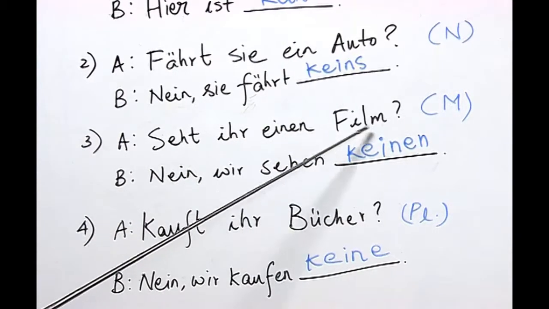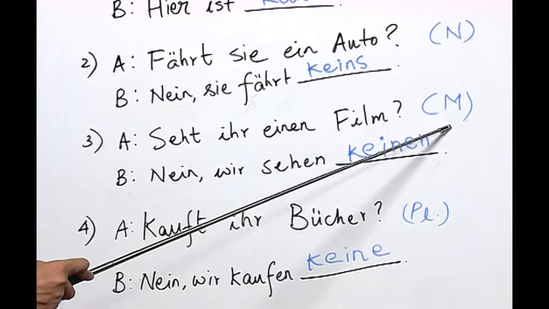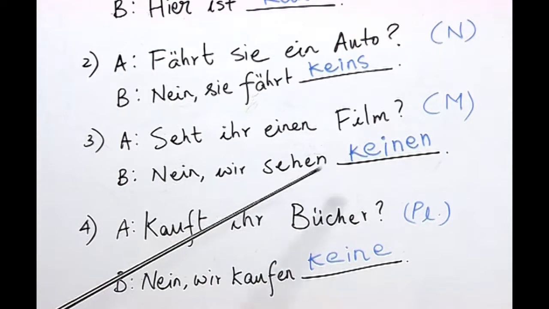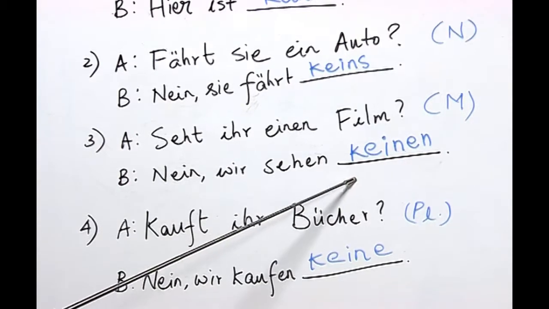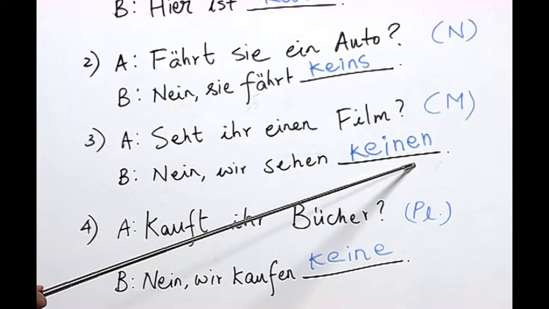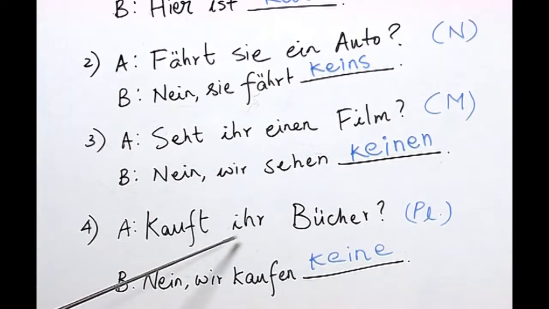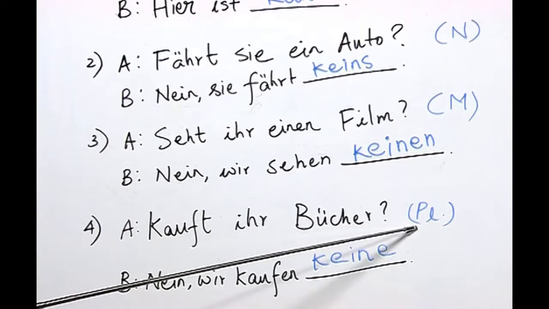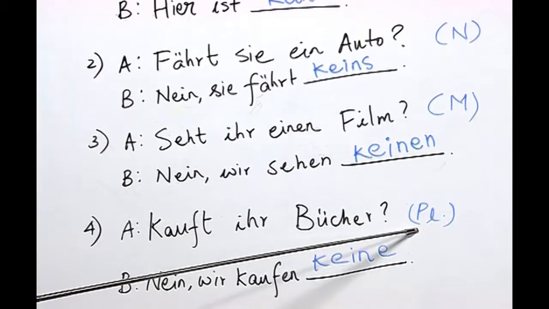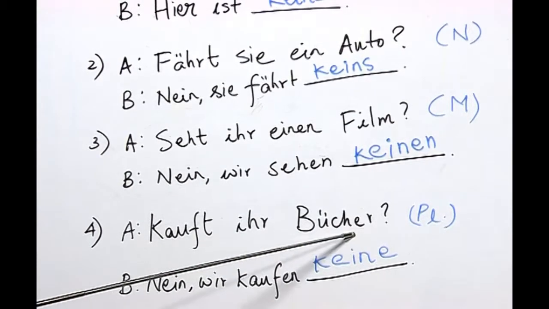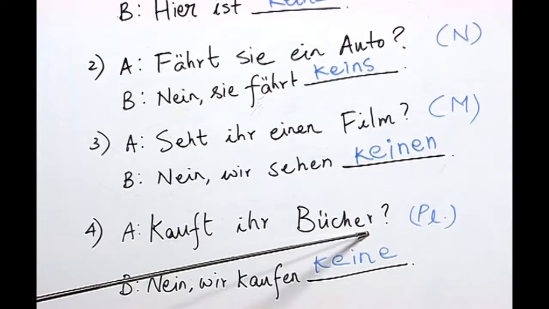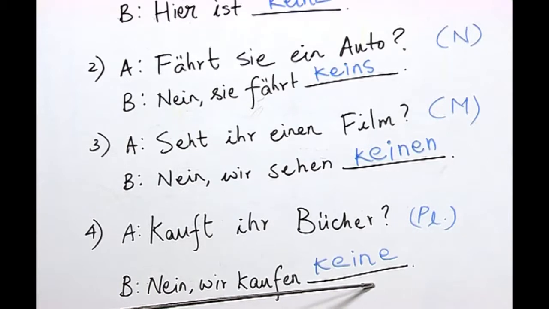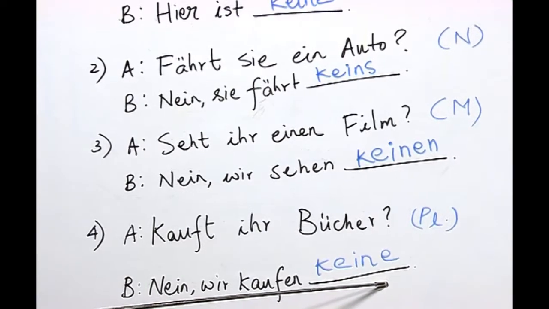Seht ihr einen Film? Here also the student wrote the correct article marker, which is masculine, and our other student wrote the correct pronoun for this sentence, which is keinen. Kauft ihr Bücher? Here our student wrote the correct answer, which is plural, because Bücher means books in plural, and our other student wrote the correct pronoun for this sentence, which is keine.